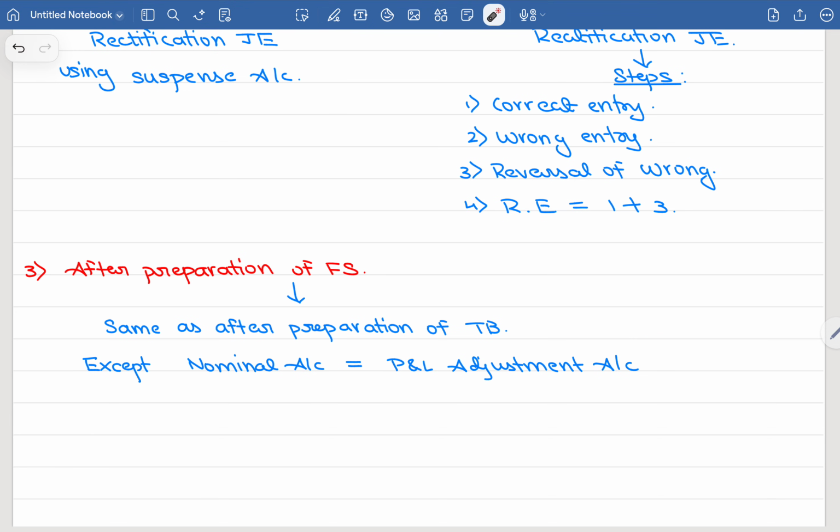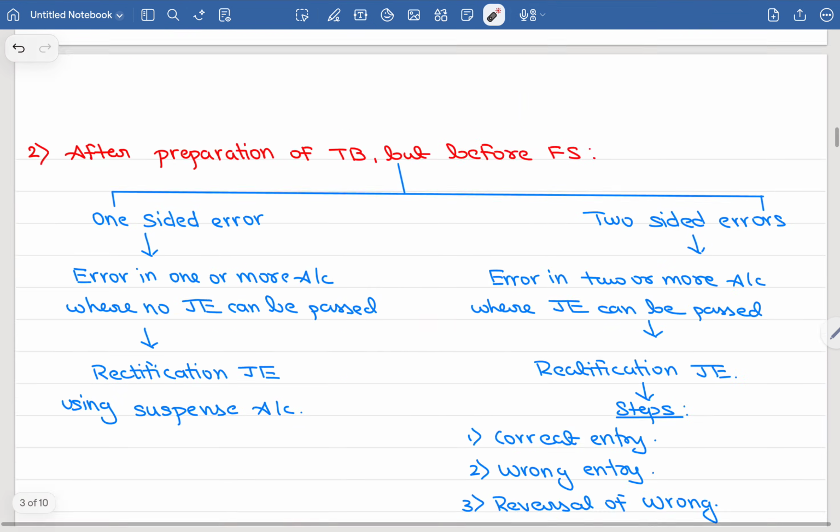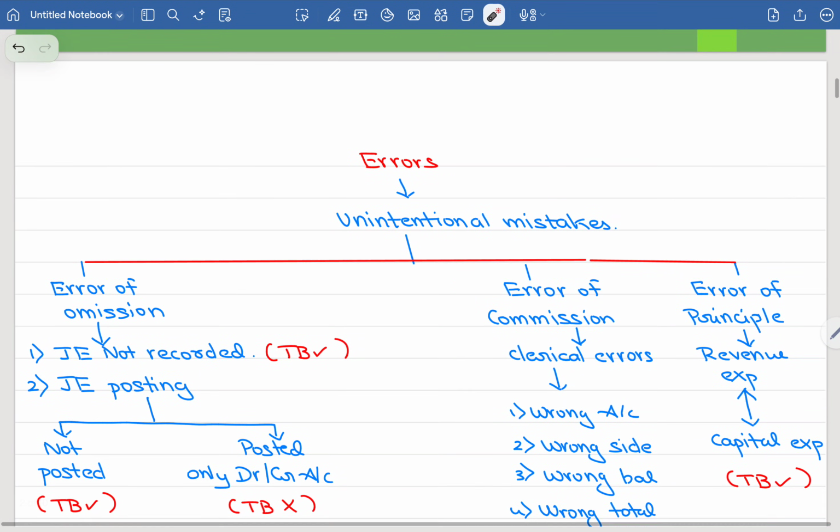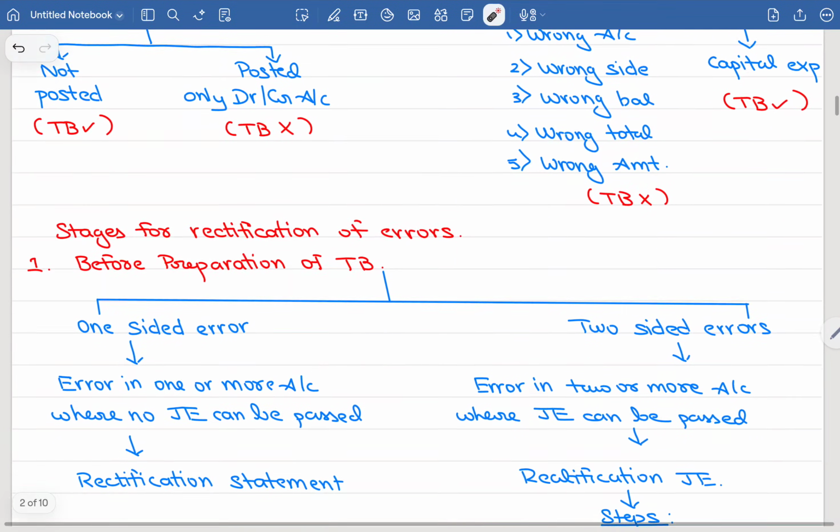One main important difference is that except for nominal accounts like salary, purchases, sales, wages, printing and stationery, etc. All these incomes and expenses are there. Instead of these nominal accounts, I will use an account called P&L adjustment account for writing the rectification entry. All other things will remain the same. This is a brief theory part of your rectification of errors, how to identify the errors and how to rectify those errors in your books of accounts.